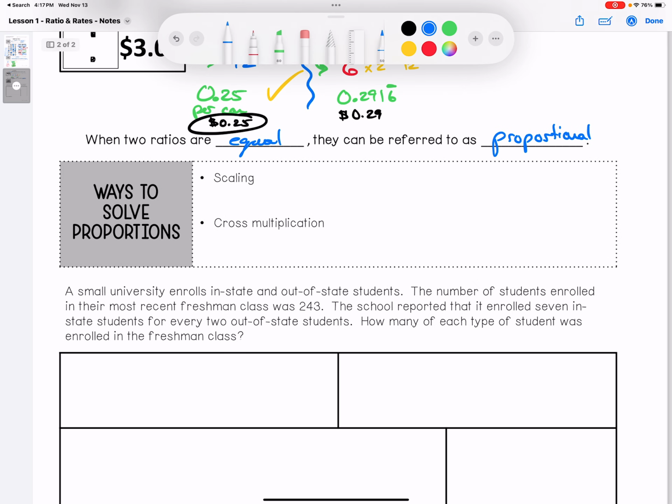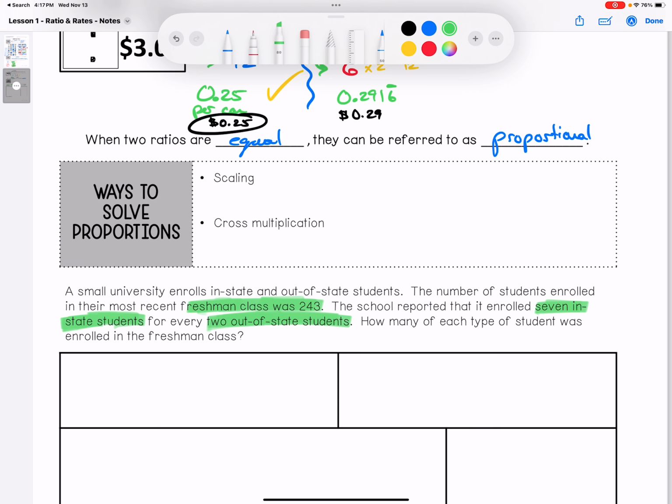First of all, let's read the question. A small university enrolls in-state and out-of-state students. The number of students enrolled in the most recent freshman class was 243. Freshman, 243. That looks important. The school reported that it enrolled 7 in-state for every 2 out-of-state. Those look important. How many of each type of student was enrolled in the freshman class?